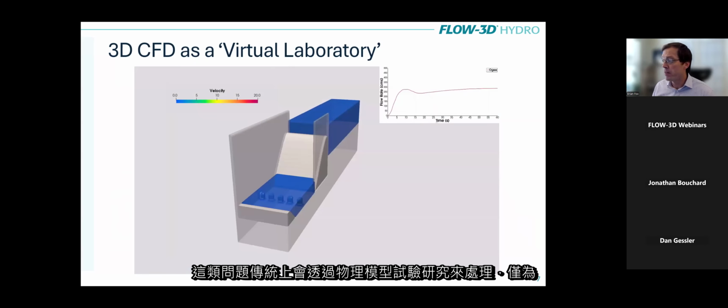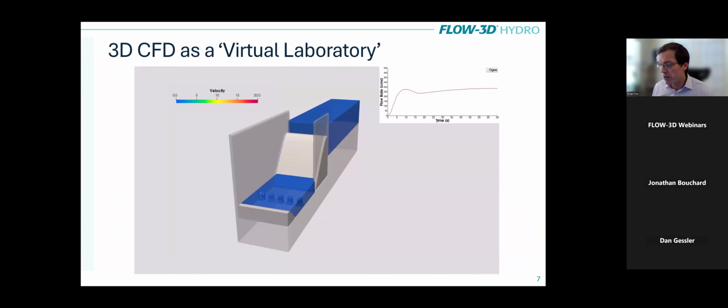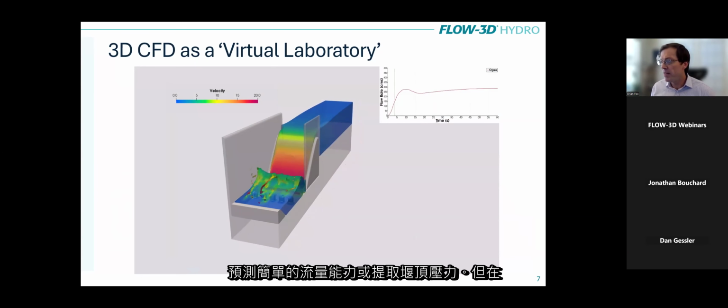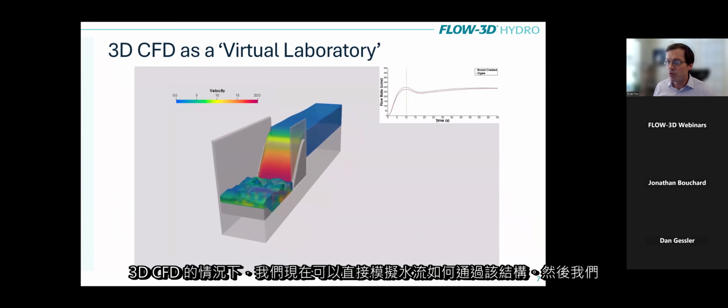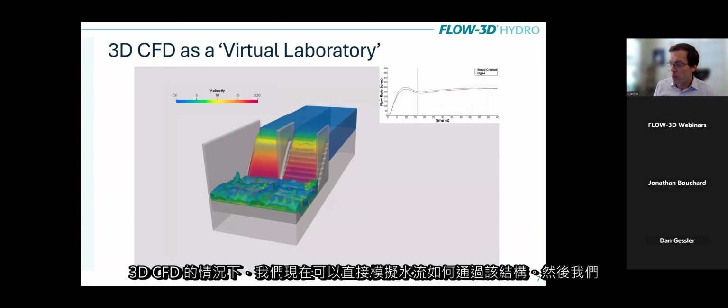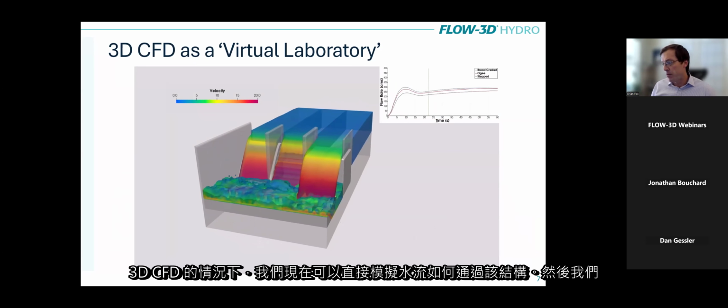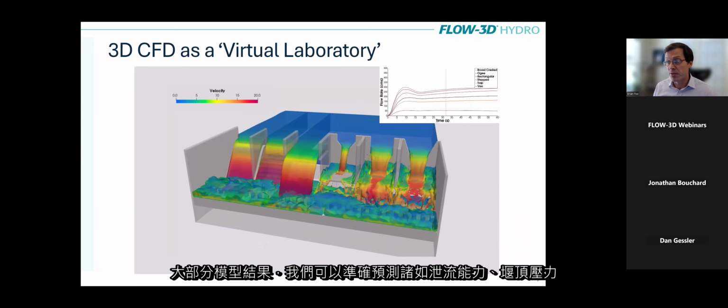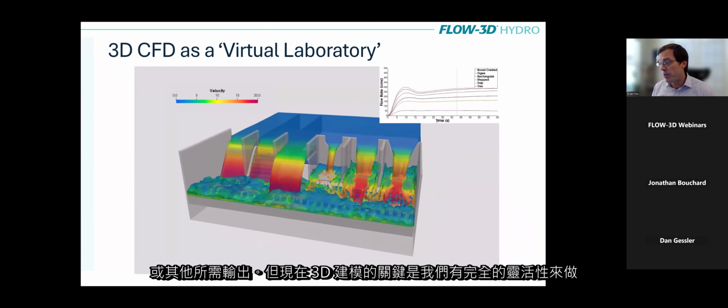So as an example, here is just a very simple case of an OG weir. So there's going to be some very strong vertical flow accelerations. This was something that would traditionally be handled in a physical modeling study for just predicting simple flow capacity or extracting pressures on the crest. But in the case of a 3D CFD, we can now directly simulate how flow moves through that structure. And then from those model results, we can accurately predict things like discharge capacity, crest pressures, or other desired outputs.